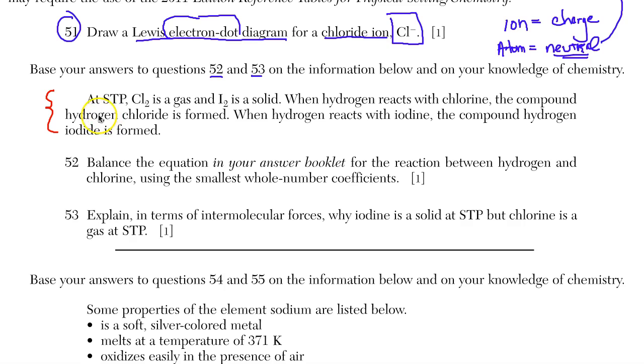So if you read it, at STP, chlorine is a gas and iodine is a solid. When hydrogen reacts with chlorine, the compound hydrogen chloride is formed. When hydrogen reacts with iodine, the compound hydrogen iodide is formed. Well, that's nice. And then 52 says balance the equation in your answer booklet for the reaction between hydrogen and chlorine using the smallest whole number coefficients. Now, I underline that because you remember some people can balance it without using whole number coefficients. So they want you to balance the reaction. Whether or not you read this, you didn't need to know any of this to balance this reaction in number 52. So let's go to our answer booklet and just balance the reaction that they gave us.